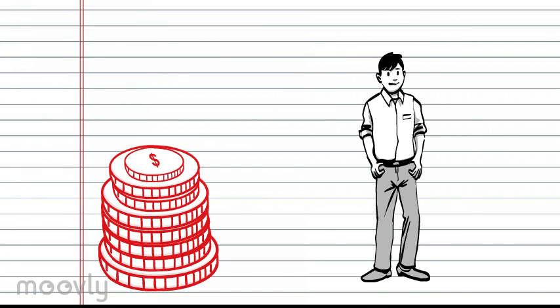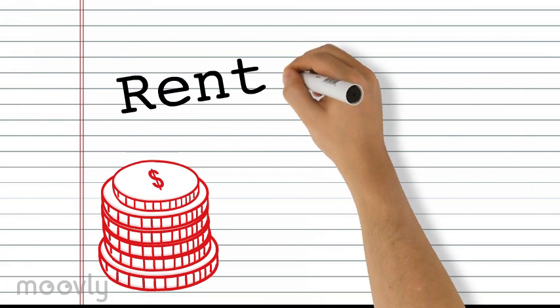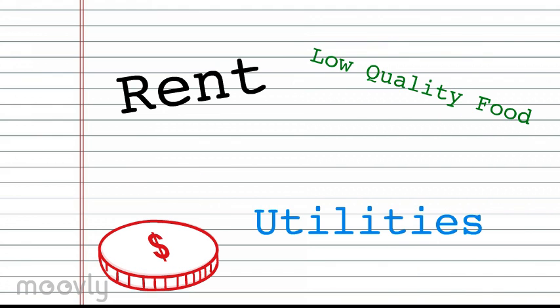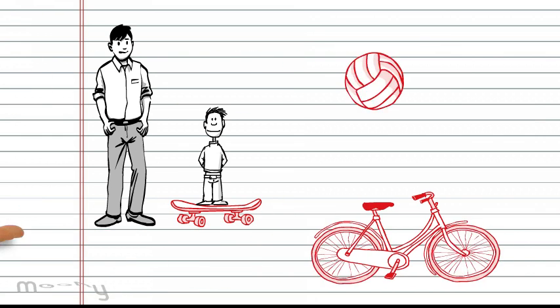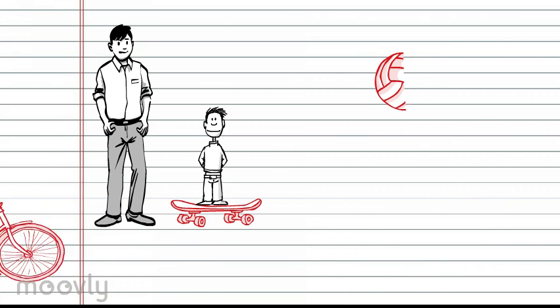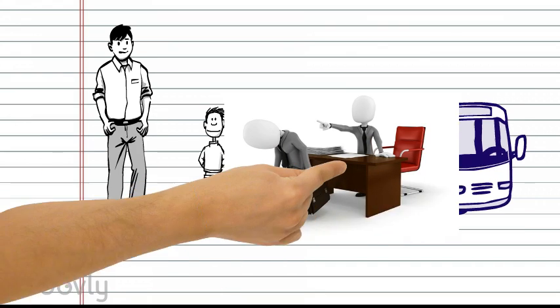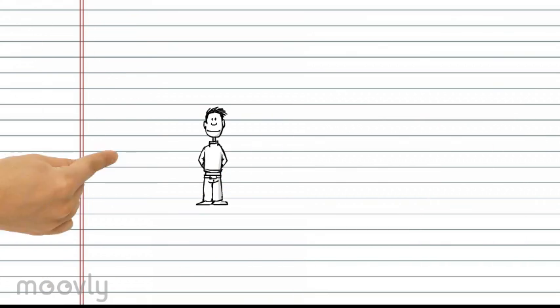Jack makes $10.50 an hour, bringing home roughly $1,600 a month before taxes. After paying for rent, utilities, and low-quality food, there is very little money left at the end of the month. Jack does not have the money for him and his child to participate in extracurricular activities such as sports, nor can he afford the cost of transportation. With little job security, he is always worried about the fact that he could end up having no way to care for himself and his child.